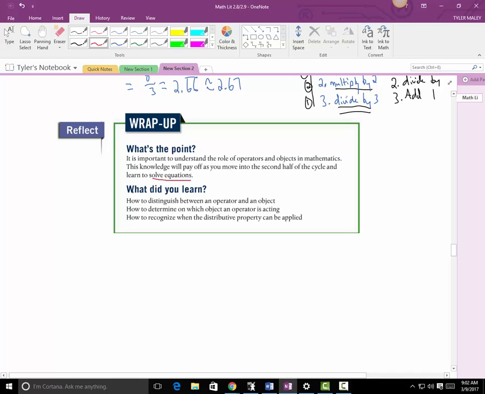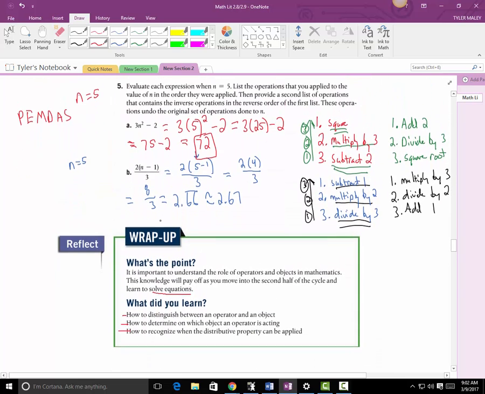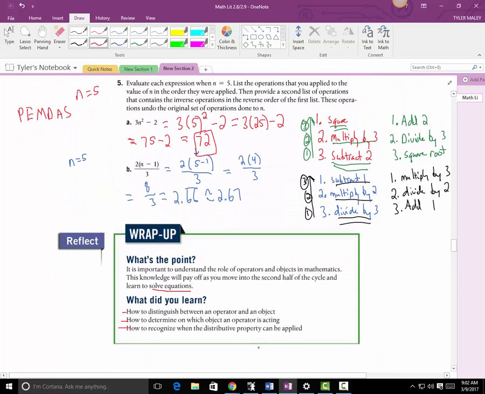So what did we learn? We learned how to distinguish between an operator and an object, how to determine on which objects an operator is acting, and how to recognize when the distributive property can be applied. These are all important mathematical skills.